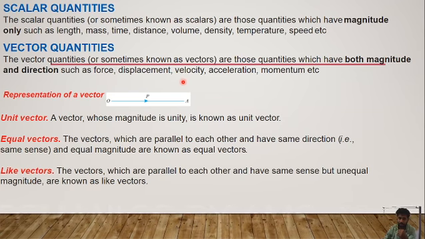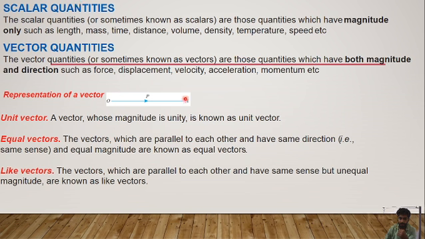Velocity, measured in meters per second, also has both magnitude and direction; we record both. Acceleration, again we record magnitude and direction: upward acceleration, downward acceleration, upward velocity, downward velocity. Momentum, etc. So this is a brief idea of what scalar and vector quantities are.